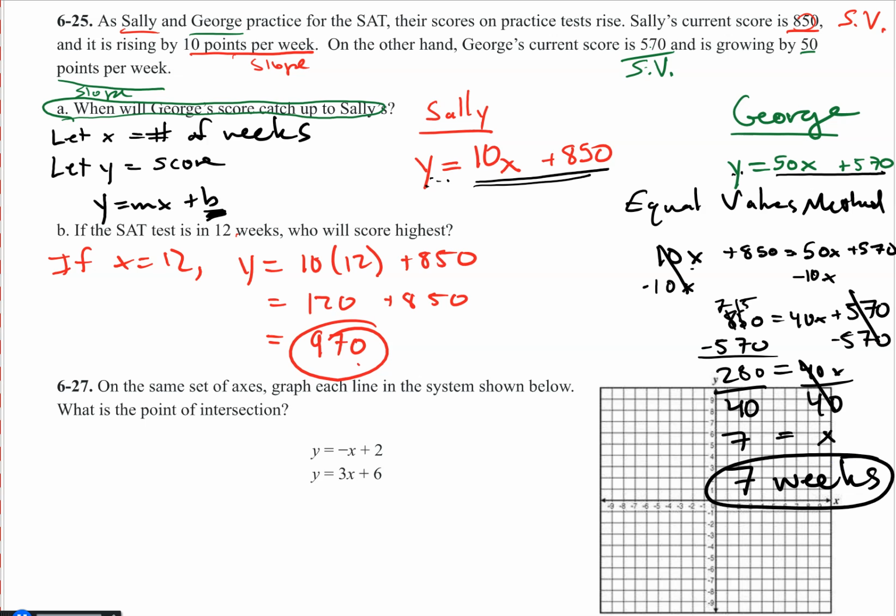Alright, so you have one thing left to do. If the SAT test is in 12 weeks, who will score the highest? This is Sally's score. What will George's score be? Will it be higher? You're going to answer that for part B.